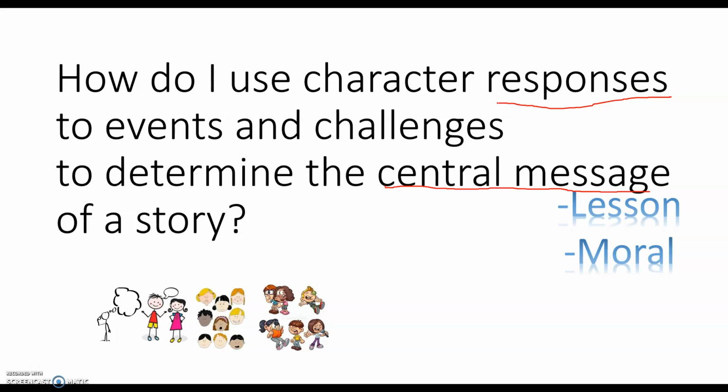Then you'll do a discussion post and you'll talk about one action from the characters that led us to the central message. And then tomorrow we'll read even more in depth with the story and we'll talk about those characters' responses throughout the entire story.